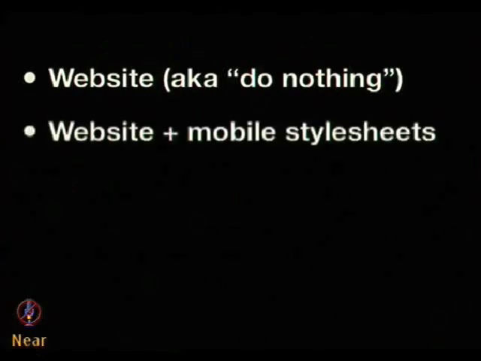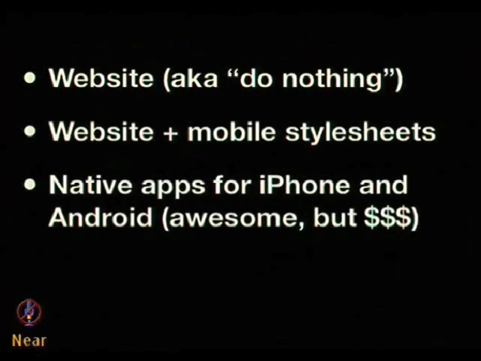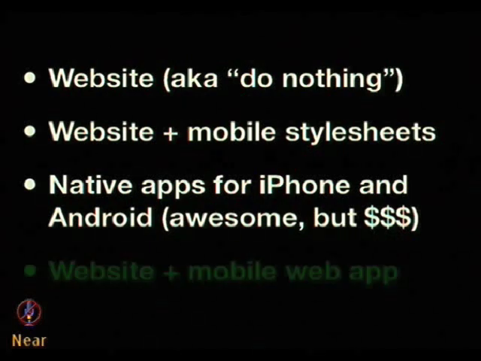So what does this mean? If we go back to our original options, there's really a fourth option now that's kind of intriguing. And that is doing a website and a mobile optimized web app. So not quite a native app, not quite a website, but something in between.